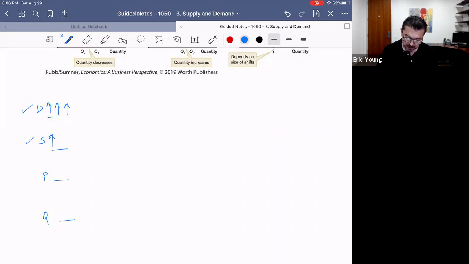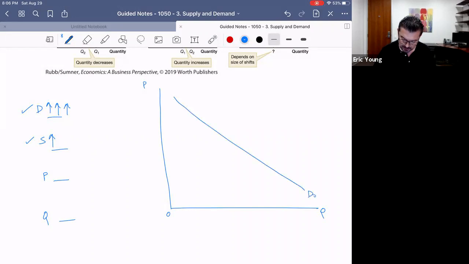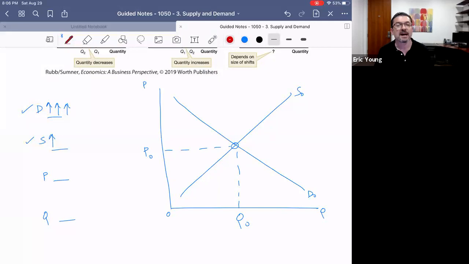Okay? Let's start off by going to our old friend, the supply and demand graph. We drop our D0, S0, original equilibrium, P0, and Q0. Okay, easy stuff. Demand is going, let's go to a new color. Demand is going to increase, supply is going to increase, but demand is going to increase a lot more. So let's take these arrows here and let's bring them over and graphically show that magnitude with our shifts.